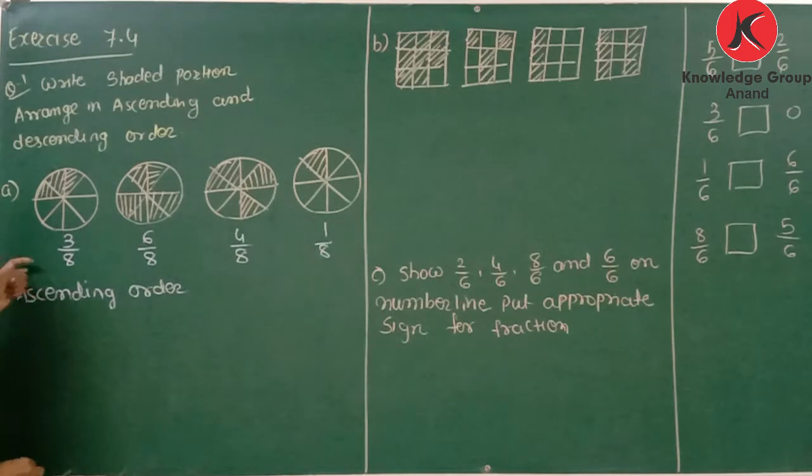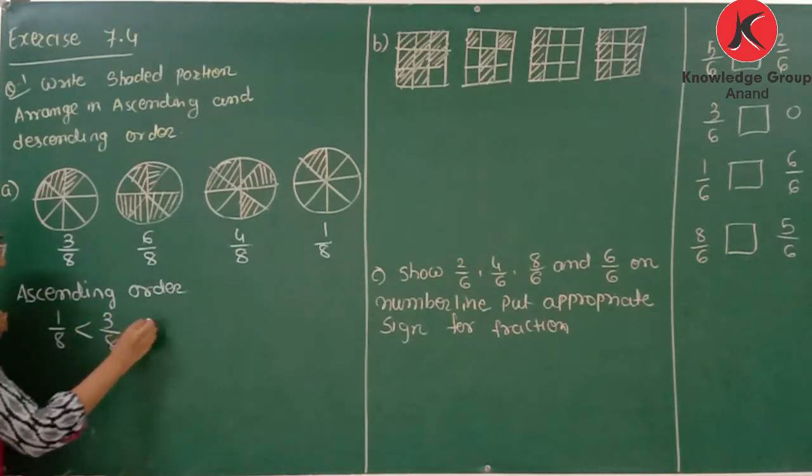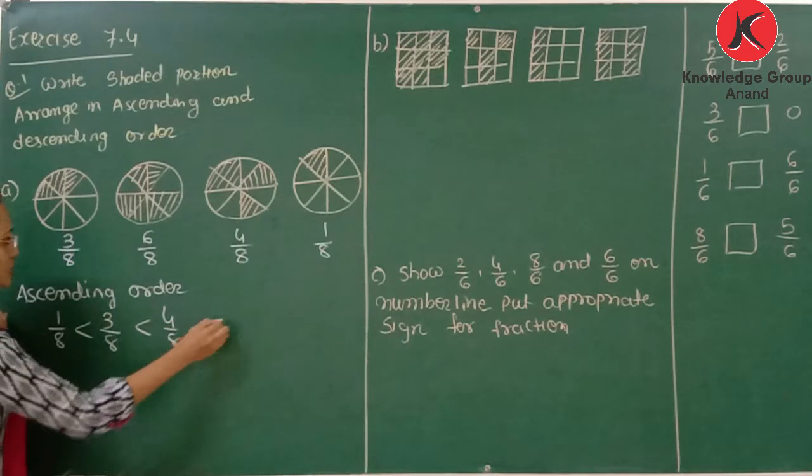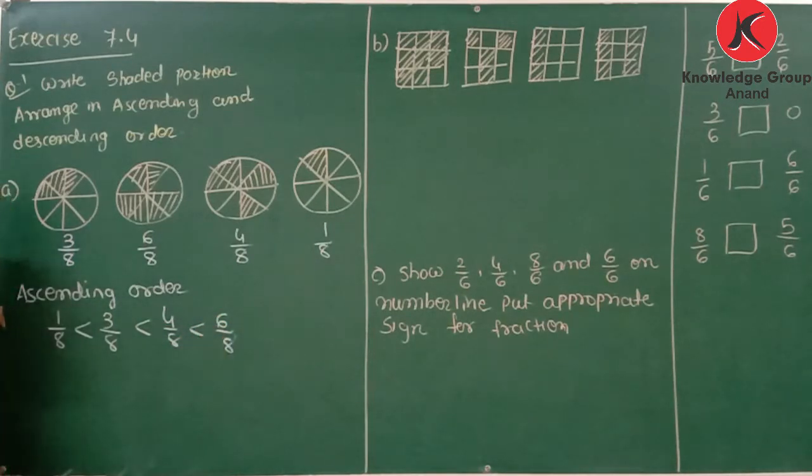Here the smallest numerator becomes the smallest fraction. So 1 by 8 will be the first one. Then we need to write the less than sign. 1 by 8 less than 3 by 8 less than 4 by 8 less than 6 by 8. Clear? Now descending order.